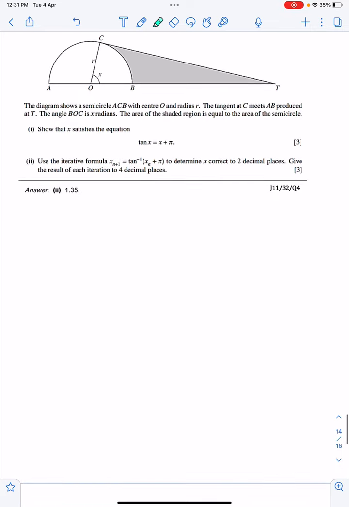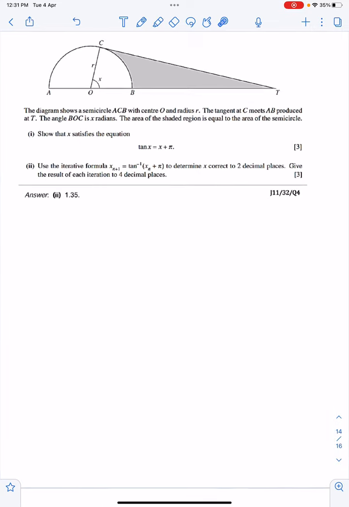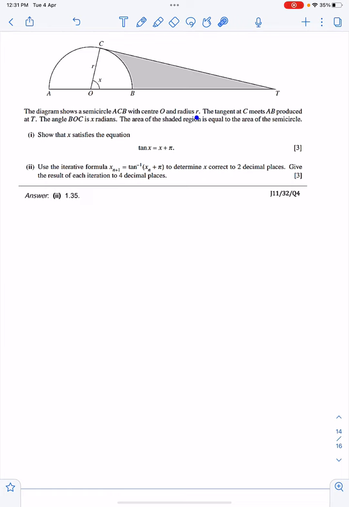Okay, I'm doing this part. The diagram shows a semicircle ACB with center O and radius R. The tangent at C meets AB produced at T. The angle BOC is x radians. The area of the shaded region is equal to the area of the semicircle. Now you have to prove that x satisfies this equation.